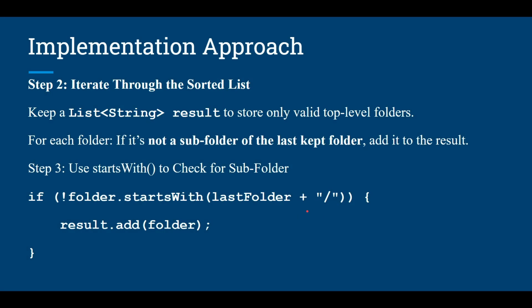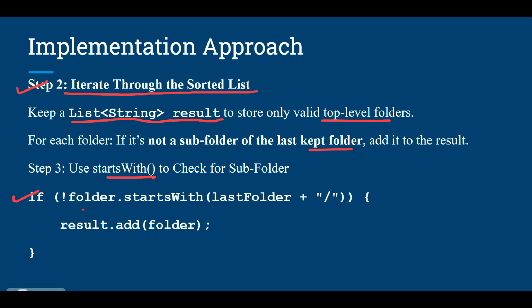Okay, so how are we going to iterate over the list? We'll iterate through the list, right? We'll keep a result to store the valid top level folders. For each folder, if it is not a subfolder, what you will do is add it into the result. And how are we going to check whether it is or not? We will just use the startsWith method to check the subfolder.